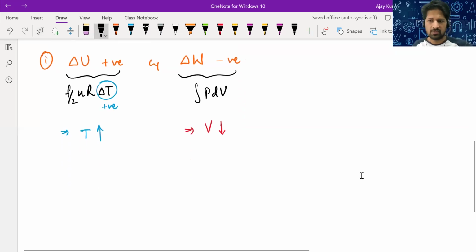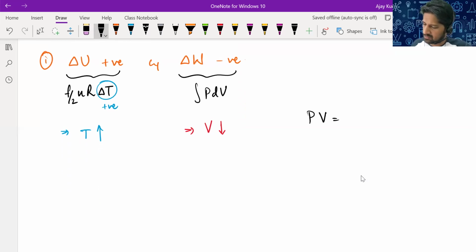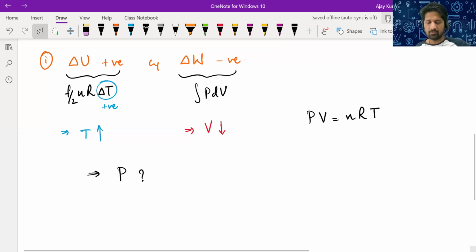Now, I want you all to consider the fact that it's an ideal gas. An ideal gas has to follow the equation of state PV equals nRT. If temperature increases, volume decreases. Based on that, you all tell me what happens to pressure. If temperature increases and volume decreases, what happens to pressure? Think carefully and answer. I got one answer as increases, another also as increases. That is correct.